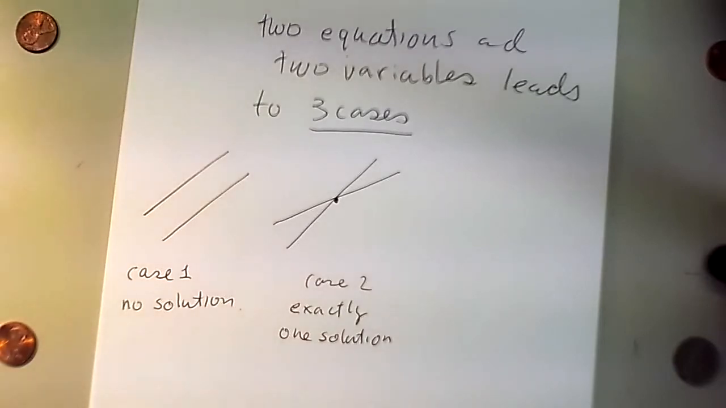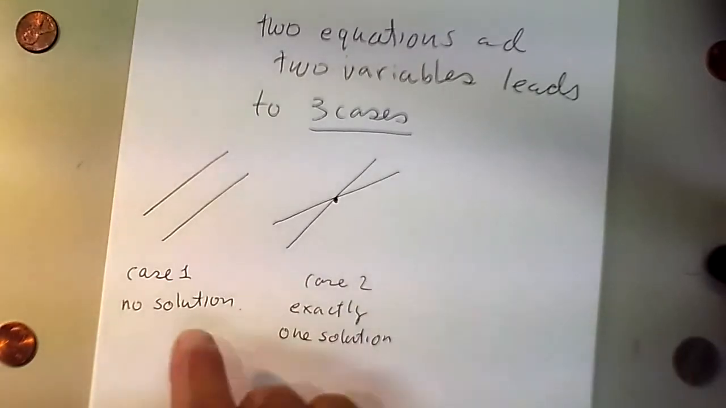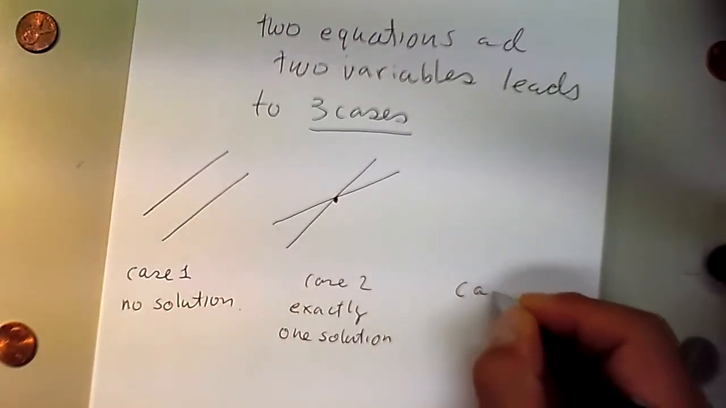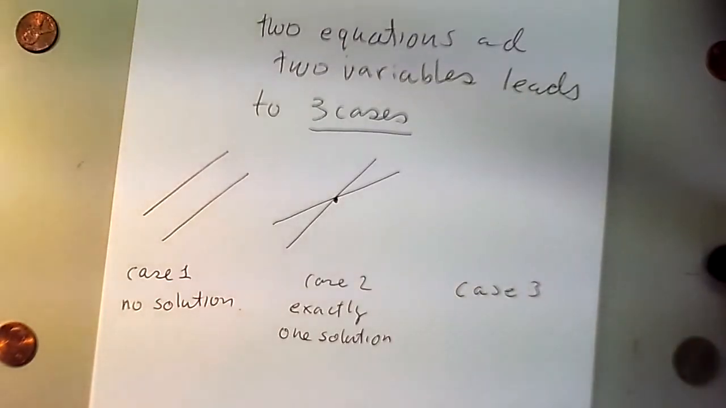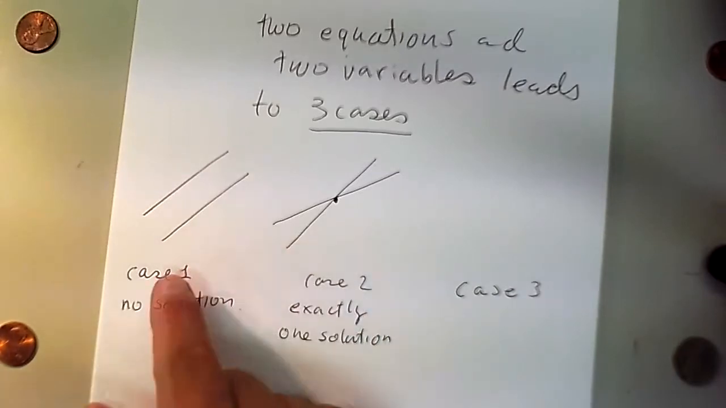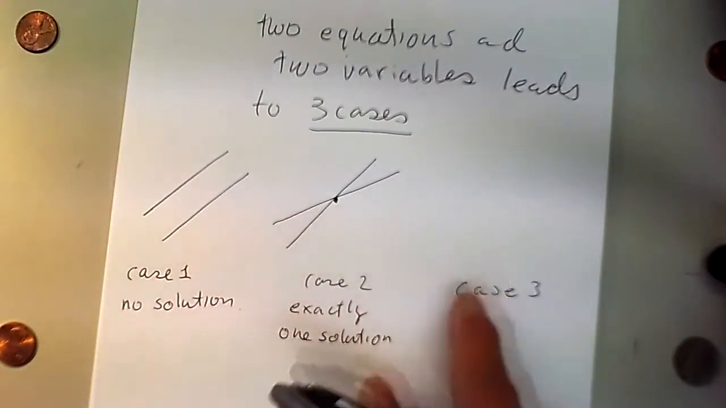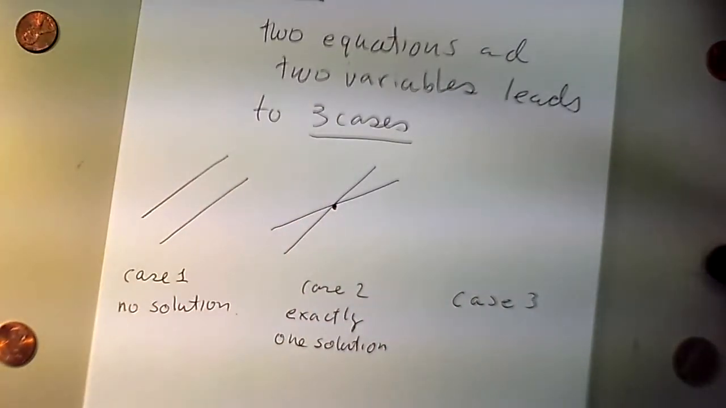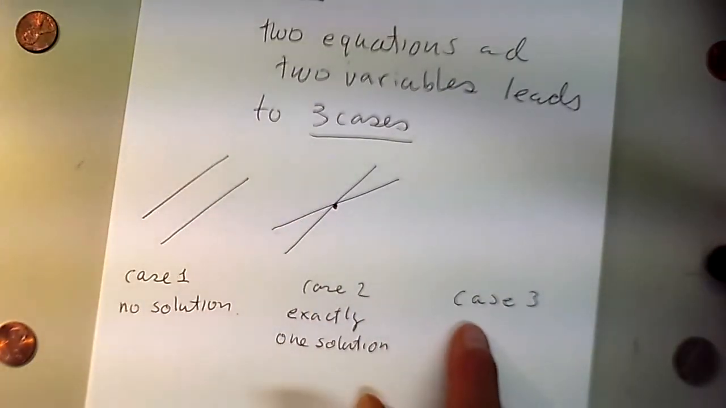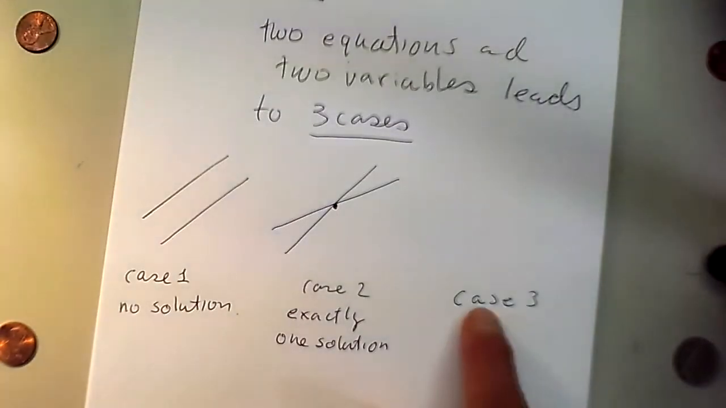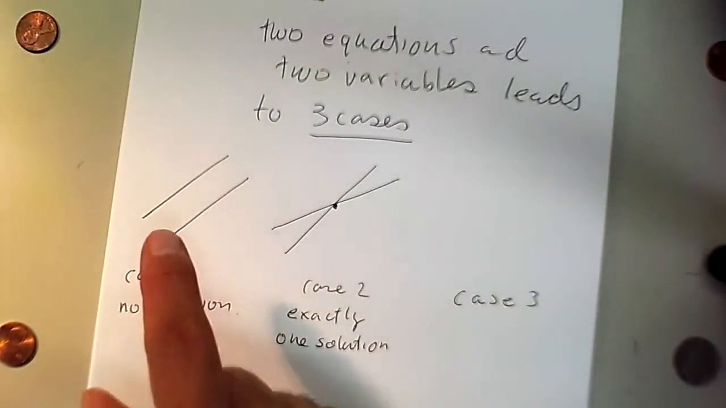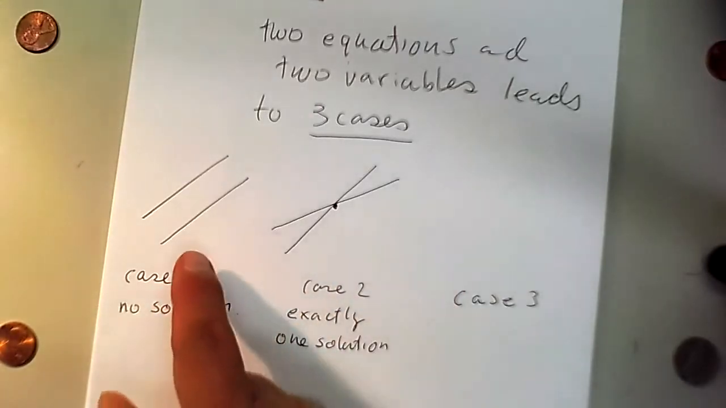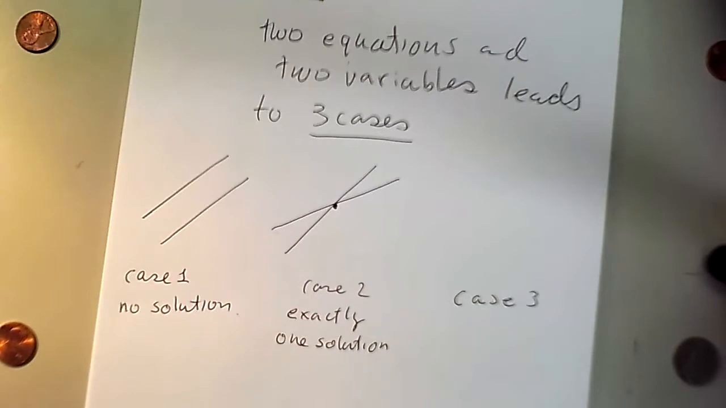Now, by the way, the numbers I'm using, case one, case two, and case three, are arbitrary. Another teacher could number them differently. It doesn't matter. This is not written in stone. The cases are the same, but the way teachers number them could be very different.